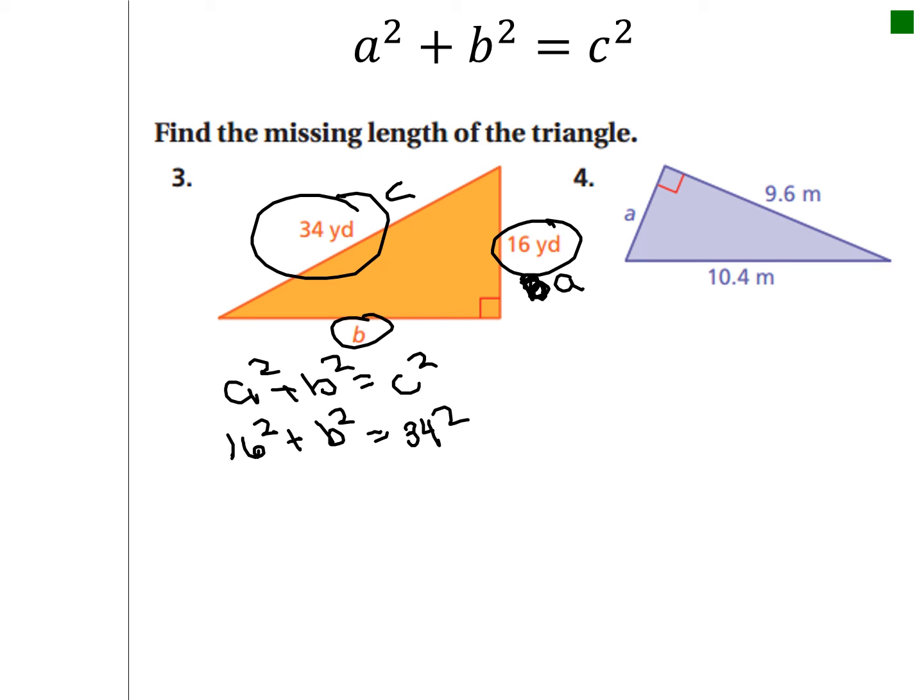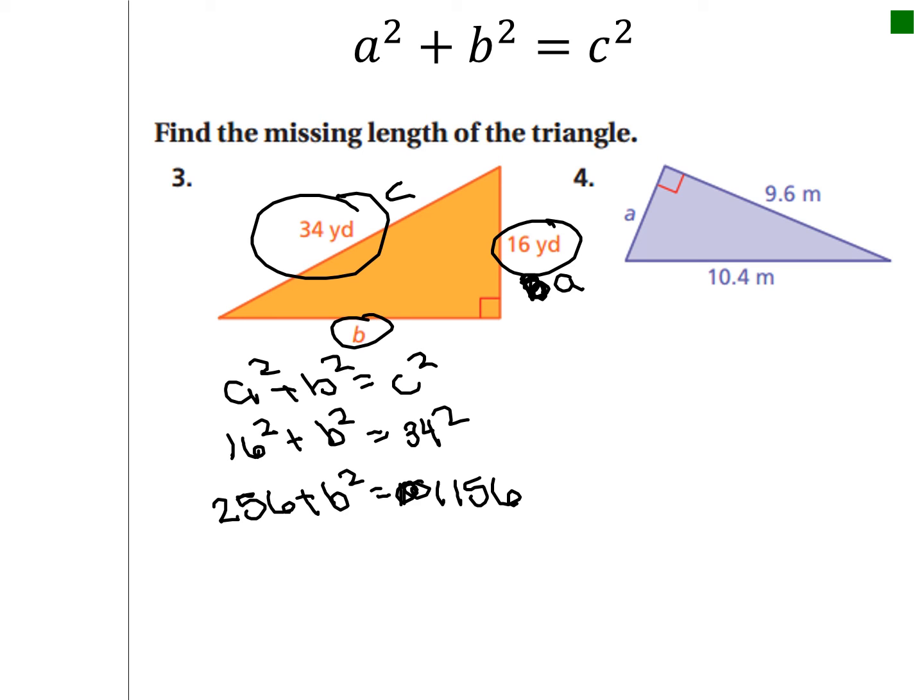So A is 16 squared plus B, which is missing, B squared equals 34 squared. 16 times 16 is 256, plus B squared equals 34 times 34, which is 1,156. Sorry, one second, my pen's being weird. 1,156. Okay, do we have B by itself?